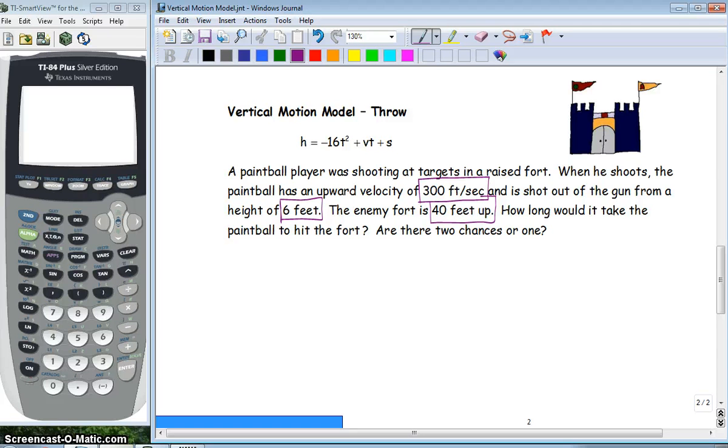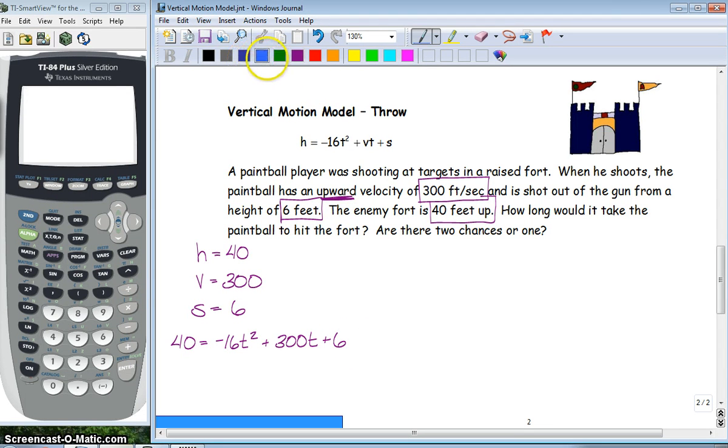So as we read through this, I went and picked out all the important information. My h, or the ending height, is going to be 40 feet up when it hits the fort. The velocity is going to be a positive 300 feet per second, positive because we have the upward velocity. And the starting height is going to be 6 feet. So when we plug it into the equation, we have 40 equals negative 16 t squared plus 300t plus 6.